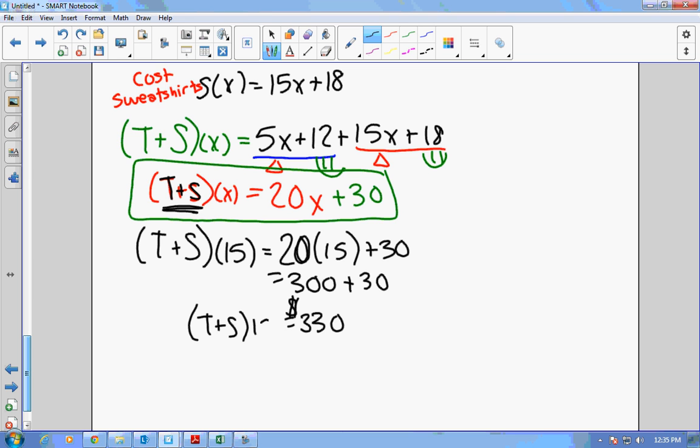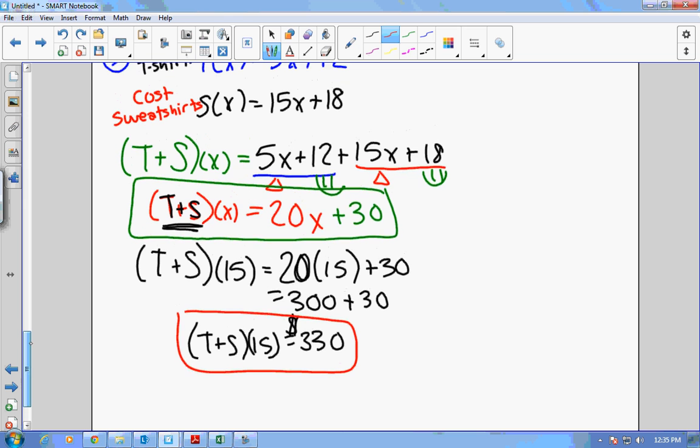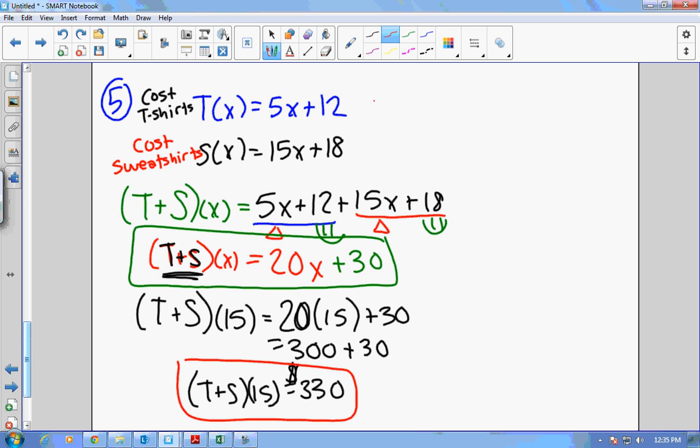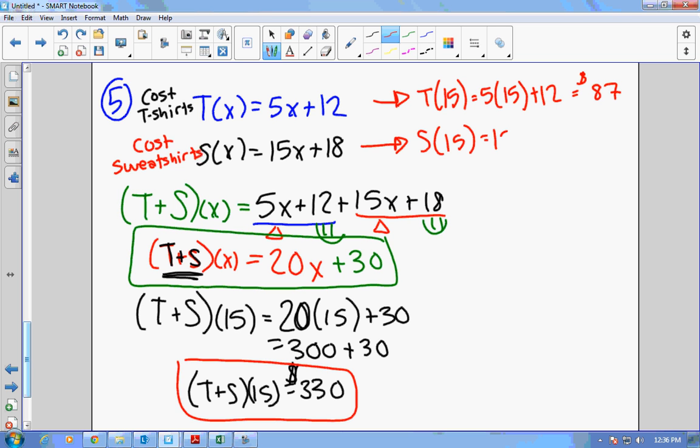Now, just to verify, to make sure that question before is cleared up, I could, if I wanted, take the t-shirts separately, because it wants 15 t-shirts and 15 sweatshirts. If I plug in here, just for the t-shirts, 5 times 15, what's that, 75, is that right? 75 plus 12 is $87. And for sweatshirts, 15. Oh, 15 times 15.